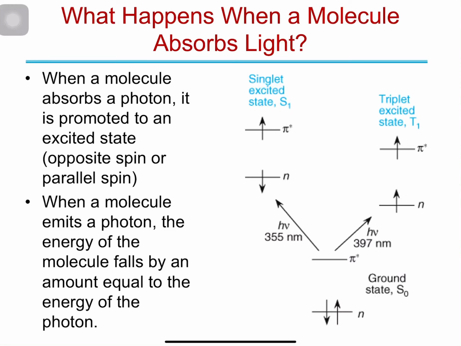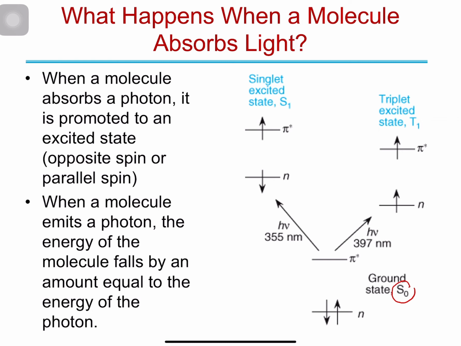Now let's have a closer look at what exactly happens when a molecule absorbs light. So we know that the interaction between different molecules and light will lead to the excitation of electrons from a ground state to an excited state. The ground state is called S naught. And there are two different excited states.